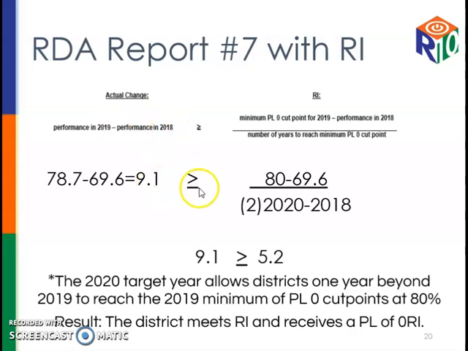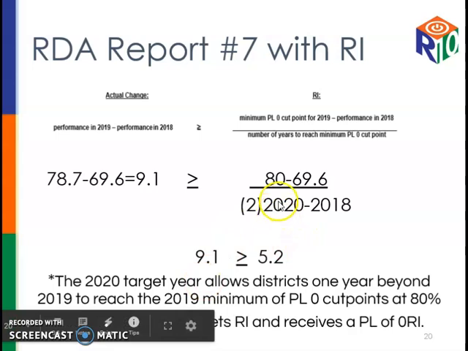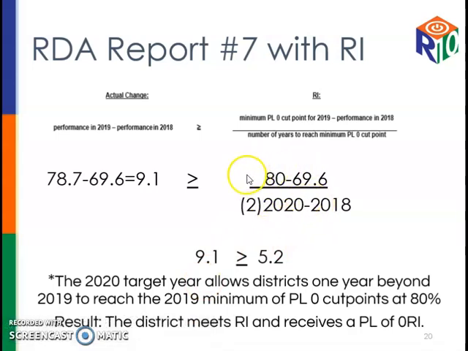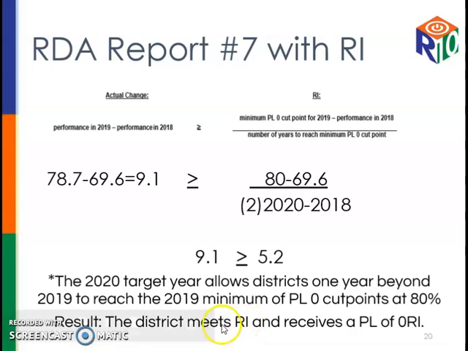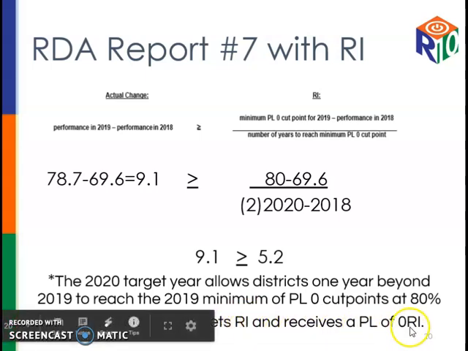If that number is greater than or equal to this formula, which takes the minimum PL 0 cut point, which was an 80, minus 69.6, which is the performance in 2018, then we divide it by 2 because the target year allows districts 1 year beyond 2019 to reach the minimum of performance level 0. So that is why it's 2 years. So you divide it by 2 and you get 5.2. So 9.1 is greater than or equal to 5.2, which means that this district meets RI and they receive a performance level of 0 RI.